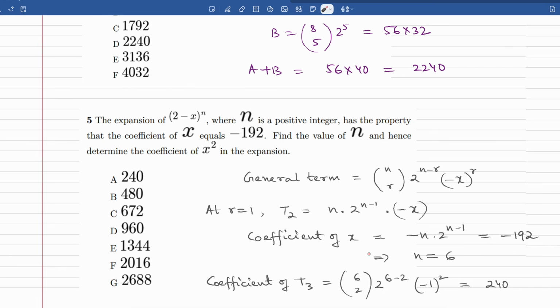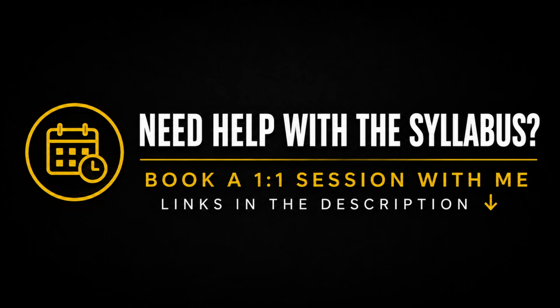You will not be able to solve this using traditional equations. You just have to plug in values and check. The coefficient of x square means literally the coefficient of T3. So that will be 6c2 into 2 to the power 6 minus 2 into minus 1 whole square. So 2 to the power 6 minus 2 will be 2 to the power 4, which is 16, and 6c2 will give you 15. So 16 times 15 is 240. Answer is option A.